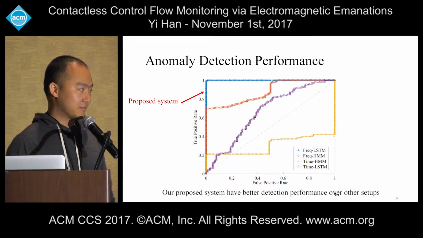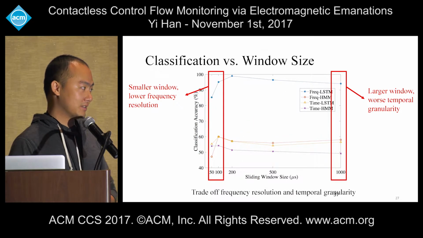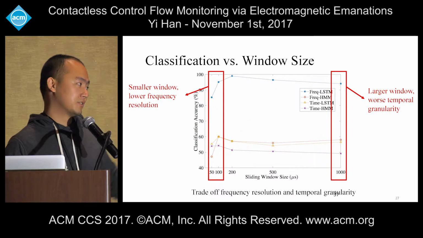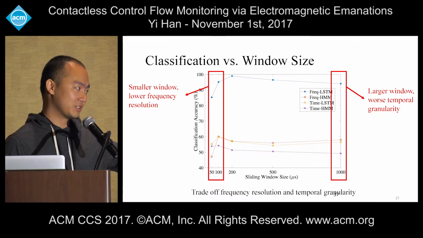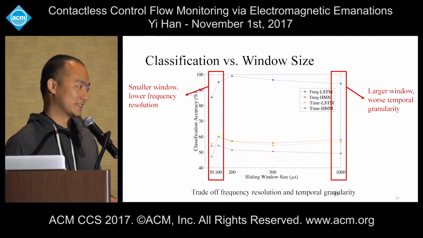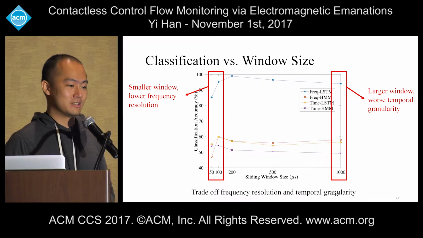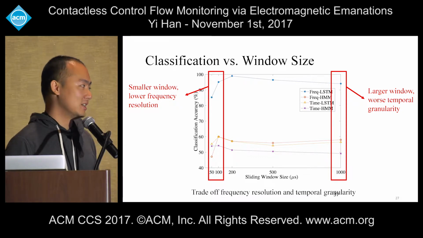And this is the result for the anomaly detection, which is the ROC curves. For the 4 curves, each curve corresponds to one of the combinations that we have, and they are the results over the 10 applications, the 10 programs.